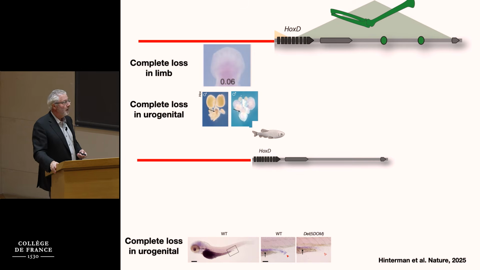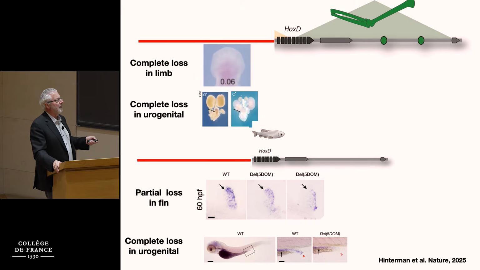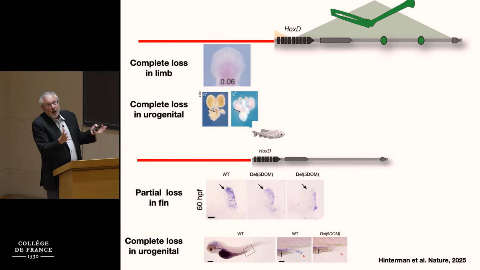What's happening in the fin? Now it's not behaving like a limb. What you see here is only partial loss and variable in the fin. Here is a wild-type fin. There's the fin, and these blue dots are where it's driving the expression of the HOX genes. In the deleted ones, I'm just showing you two flavors of them here, you have them knocked down to different degrees. So you have some, but not all.